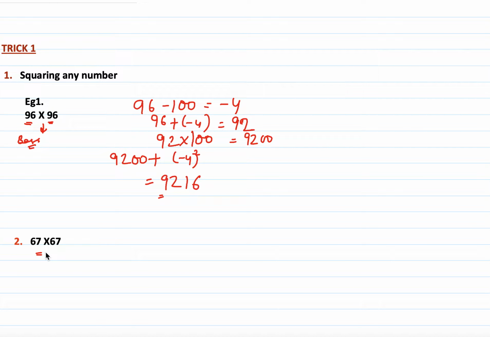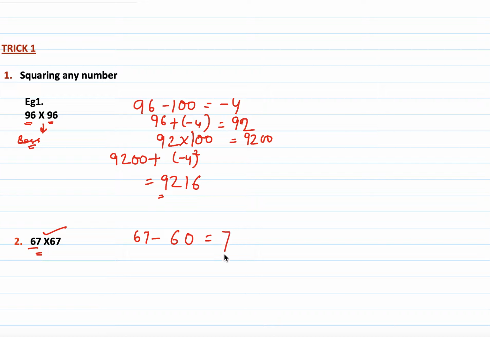Now check 67 into 67. Again you will say that we'll take base as 100. Yes, we will take base as 100. But if we will take base as 100, what will happen? The difference between 67 and 100 will be a bigger number. So to make it easier, what will I do? I am taking base here as 60. 60 is a multiple of 10.